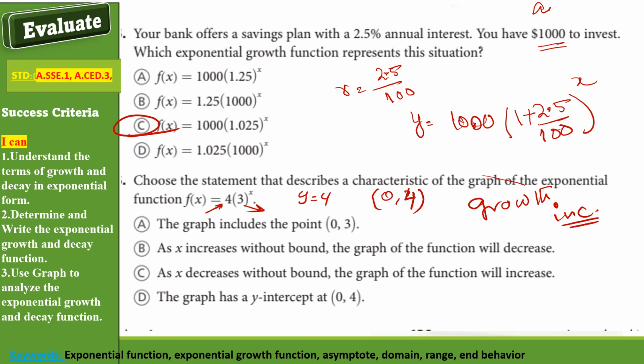No, it includes (0, 4). As x increases, the graph decreases? No, it is a growth function. As x increases, the graph also increases. So they are wrong. As x decreases, the graph increases? No, in an exponential function, either as x increases the graph increases, or as x increases the graph decreases. Okay, the graph has a y-intercept of (0, 4). Yes, this is absolutely right.